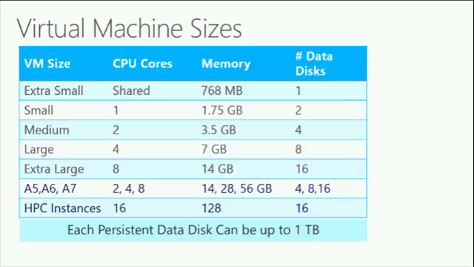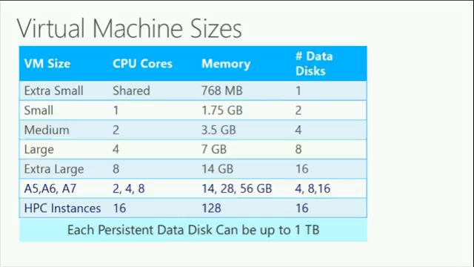So let's talk about the actual virtual machine sizes. The extra small, as I mentioned, is a shared core, meaning that you may have other people using the core, but it's much cheaper. And then you have a small instance, which is a dedicated core for your application. It has twice as much memory as the previous one.